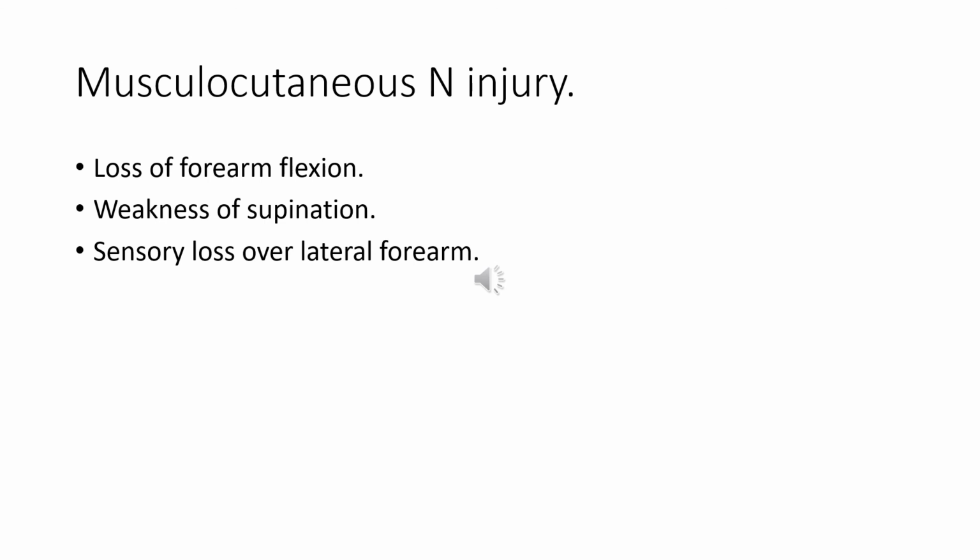Musculocutaneous nerve injury will lead to affection of muscles of the anterior compartment of the arm. This leads to loss of forearm flexion. There is weakness of supination because biceps brachii is a supinator. But supination is also provided by the supinator muscle innervated by the radial nerve. So supination is not entirely lost, it is only weak. Musculocutaneous nerve injury leads to sensory loss over the lateral forearm.